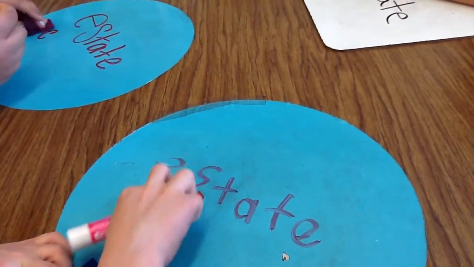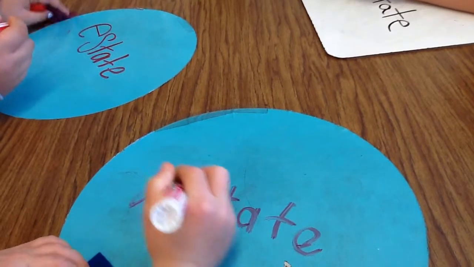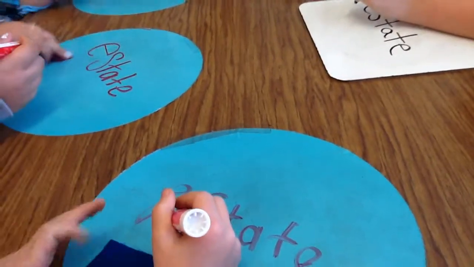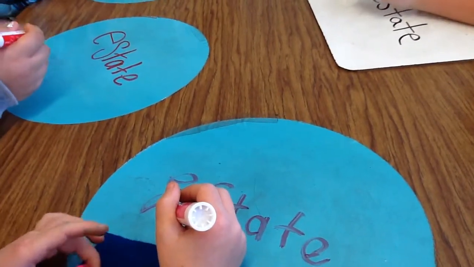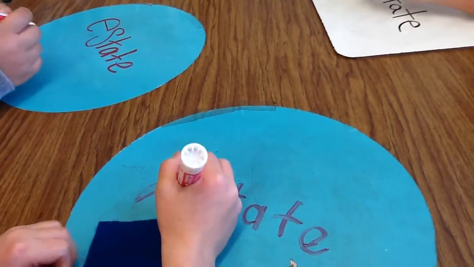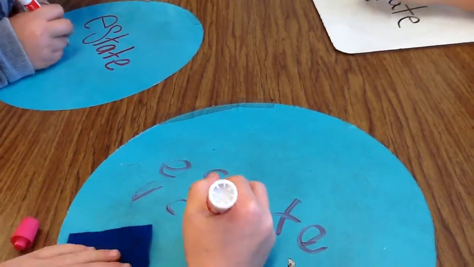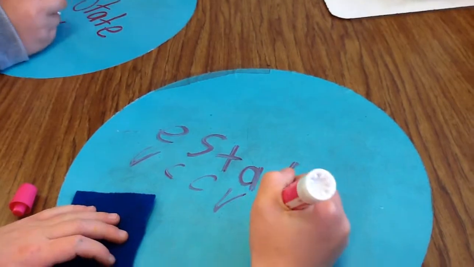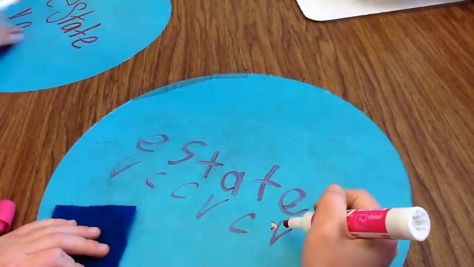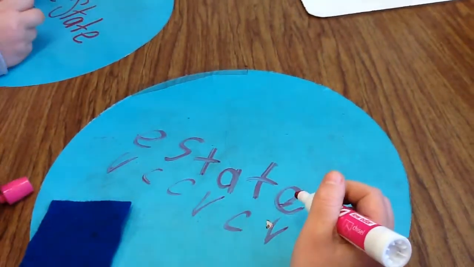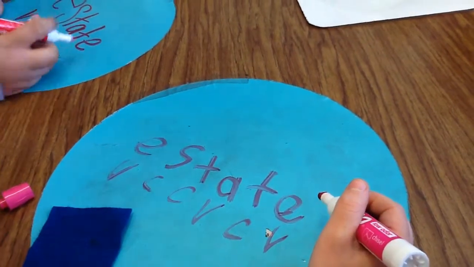A lot of times words start with a consonant, so I get in the habit of always thinking consonant, but sometimes they start with a vowel, so we have to be really careful of that. They're trying to trick us. So E is a vowel, S is a consonant, T is a consonant, A is a vowel, T is a consonant, E is a vowel, hand underneath the chin. Practice saying it together. Estate.